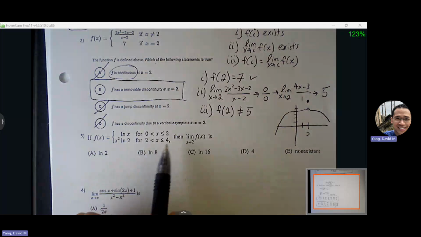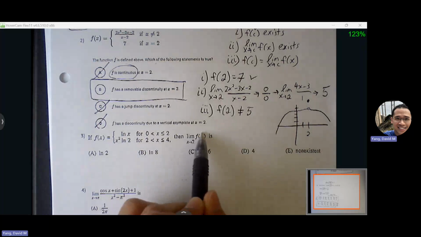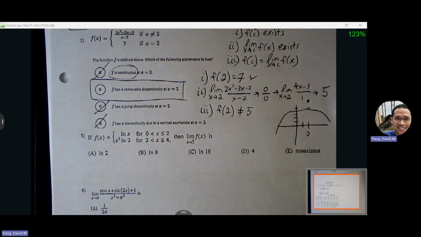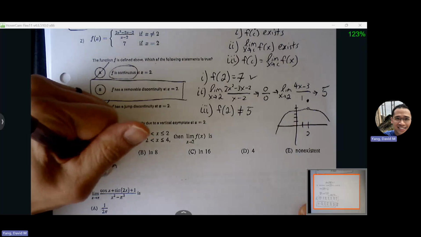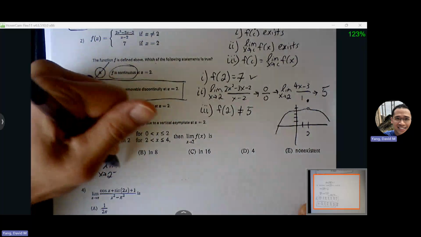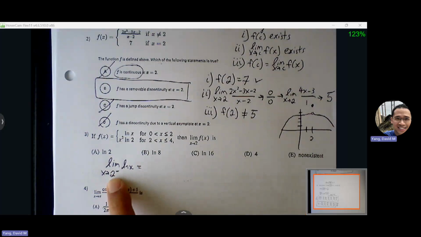Number 3, we have a piecewise function. We have functions on either side of 2. So in order for a limit to exist, the graph has to connect from both sides, right? So the limit as x approaches 2 from the left has to arrive at the same y value as the limit as x approaches 2 from the right. So we're really just testing the limit as x approaches 2 from the left or from the right of both these functions. Remember, if you see a one-sided limit, you don't do anything different. You're just plugging in that integer value.